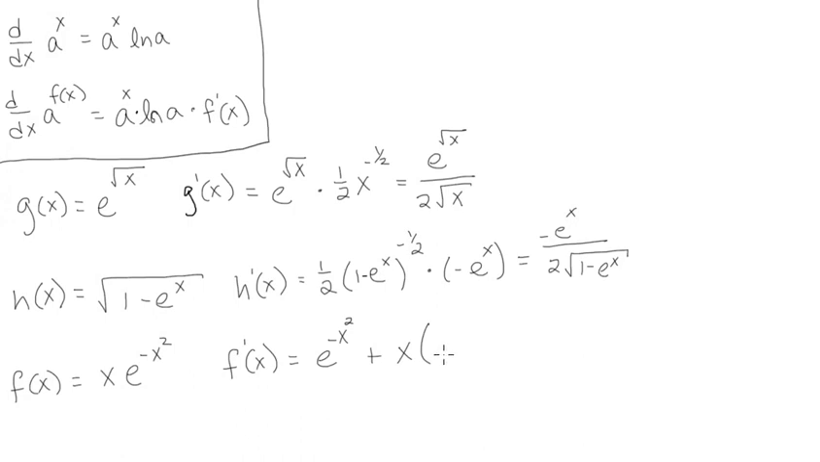So now I'm going to be a little bit careful and think this through. The derivative for this second term is going to be equal to e to the negative x squared times the derivative of negative x squared. So that would be negative 2x. And notice that I'm being very careful about my parentheses here, just so that I don't lose anything. So if I multiply that out, I get that that's equal to e to the negative x squared minus 2x squared e to the negative x squared.